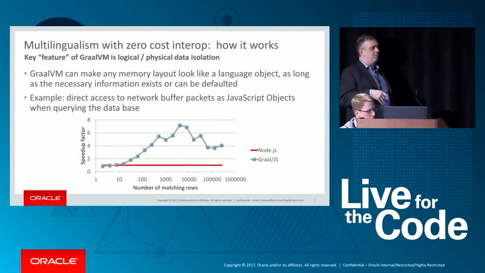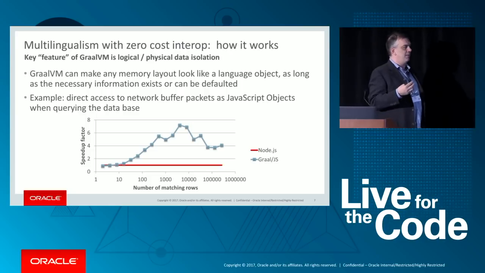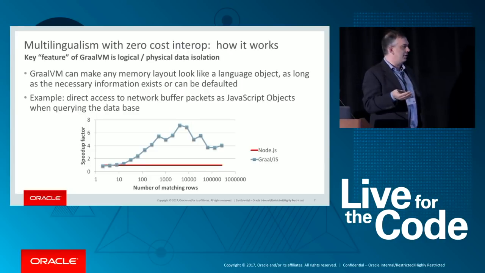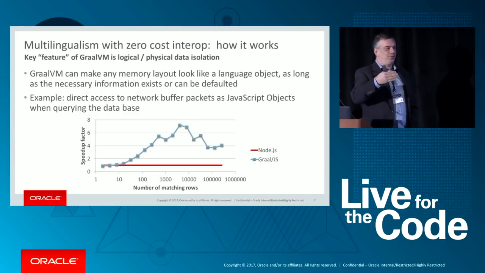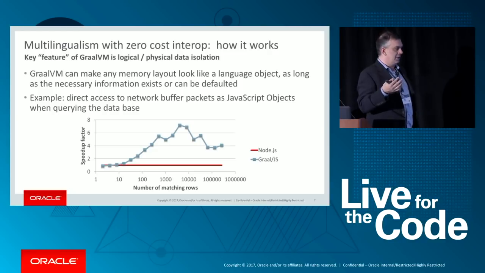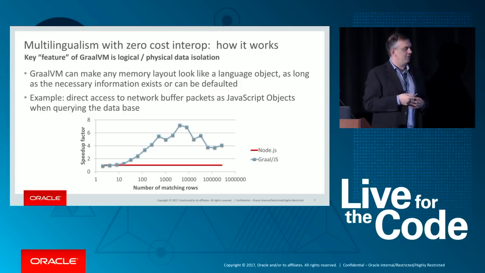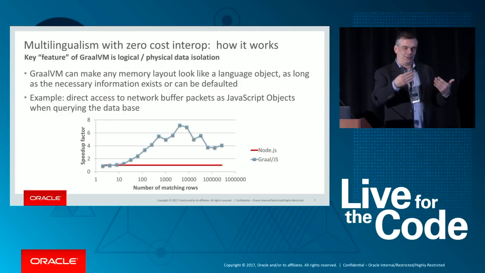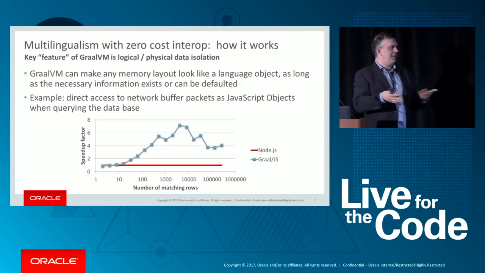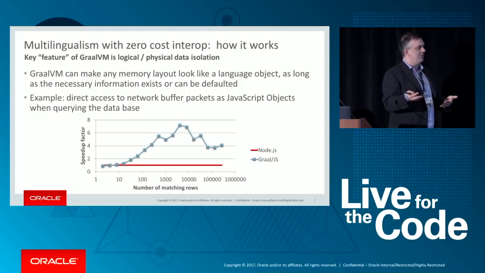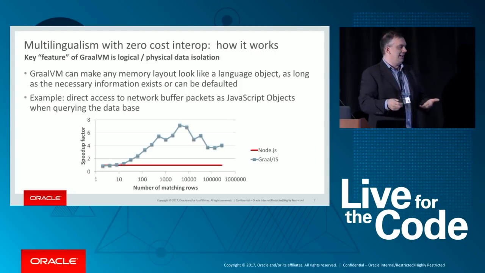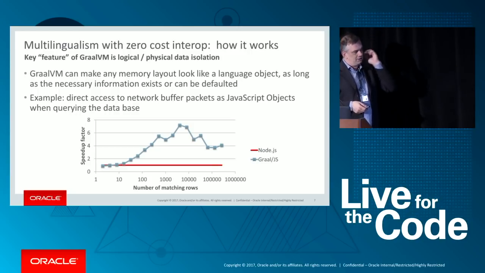And I mentioned before that one of the key technologies in Graal is that we can make any memory layout look like a language object. And it's that logical physical data isolation. So one example research project that we did, actually Daniela did, who's sitting here in the front row, allows you to have access directly to the network buffers, so you didn't have to create new JavaScript objects every time a row or a column came back from the database. You could just point to those network buffers. And so you can see a pretty high speed up. This is just a research project yet, but that's something we're working on doing in the product.